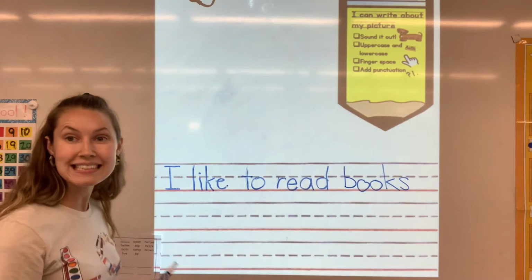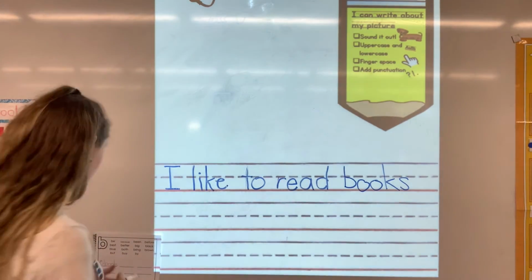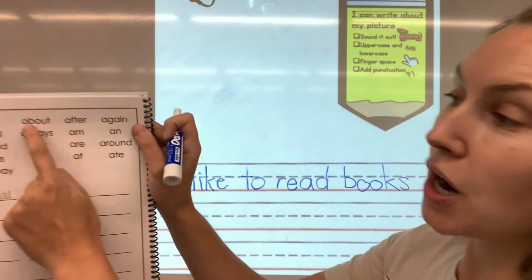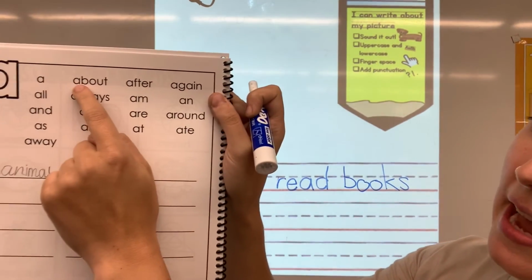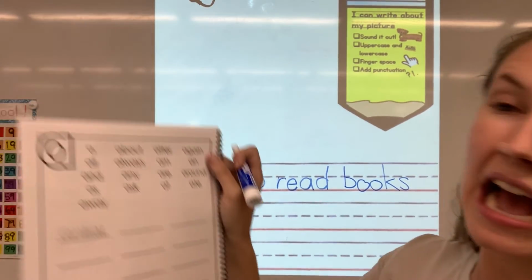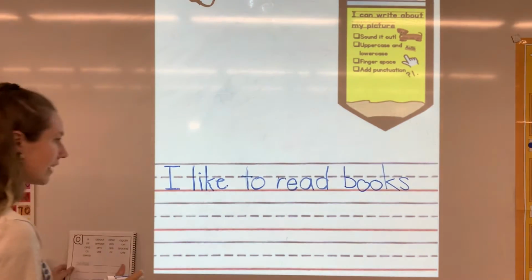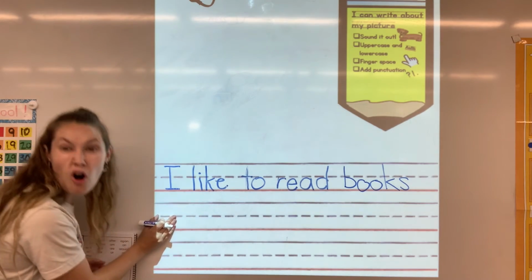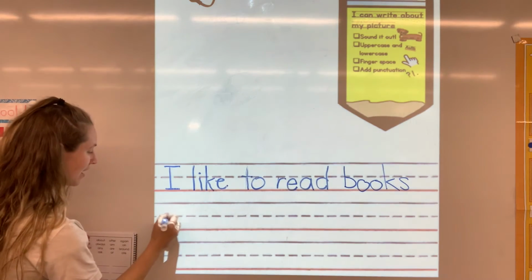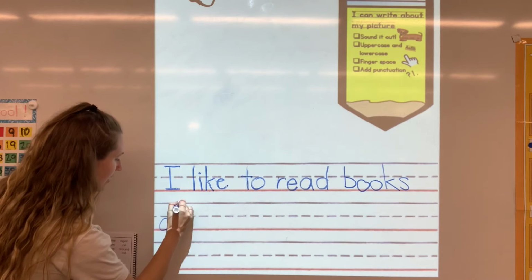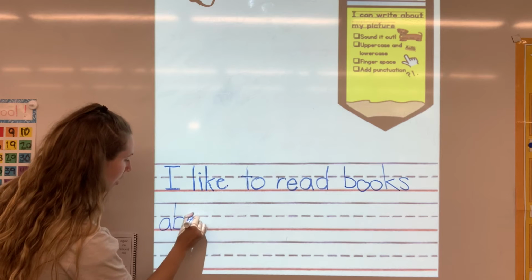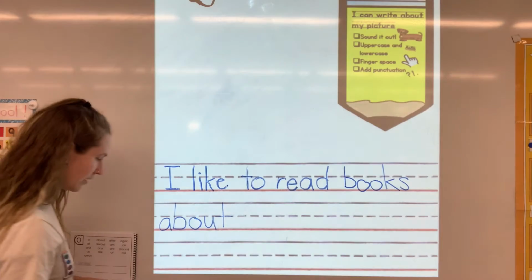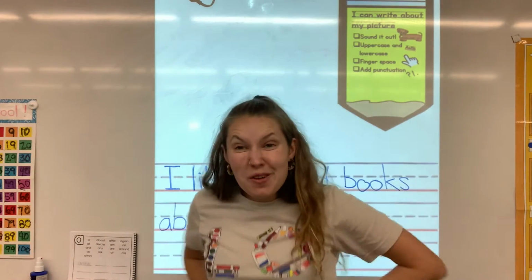We're going to go down to the next line and write the word about. Because we want to know, what kind of books do you like to read? What are they? And here's our word about. A-B-O-U-T. About. I like to read books. Now we're on my second line. I came back to the left side. Remember, we always go from left to right. About. A-B-O-U-T. Now I have to think, what do I like to read about?